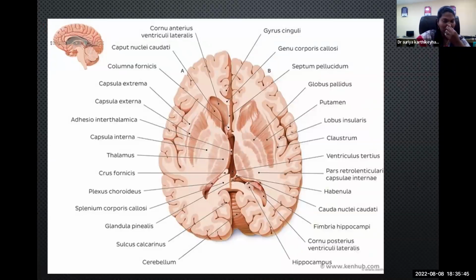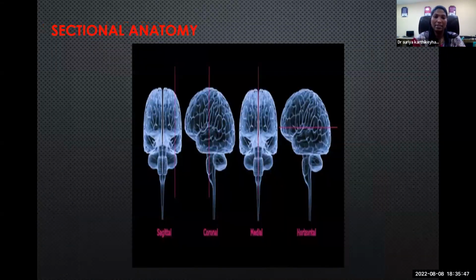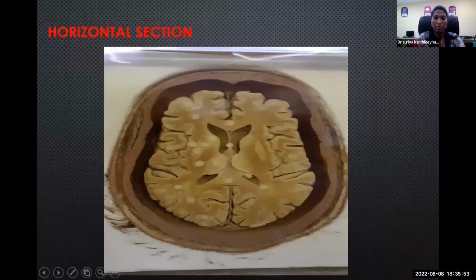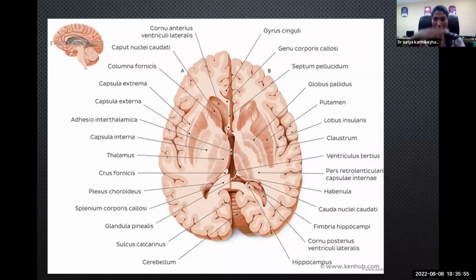So this is about the horizontal section. When the brain is sliced along this plane, you can see this view. This is the horizontal section, where the brain is cut here. And we are seeing it from the superior aspect. From the superior aspect, we are seeing the brain.